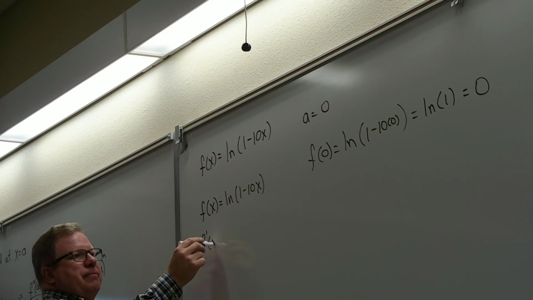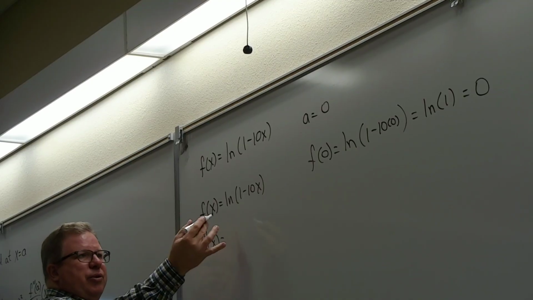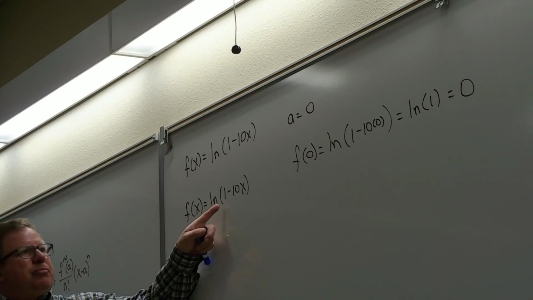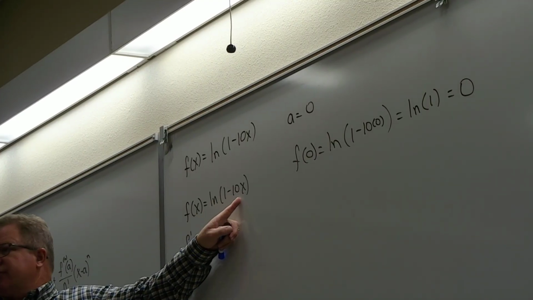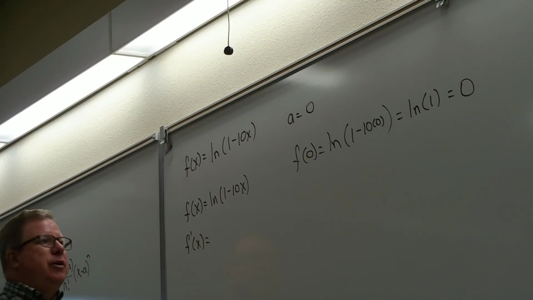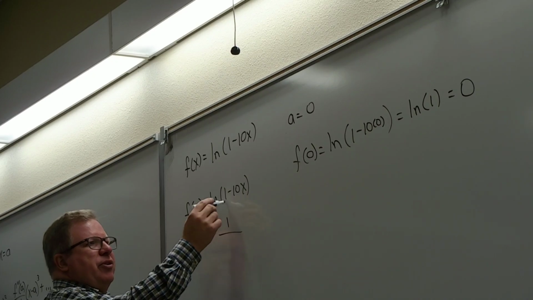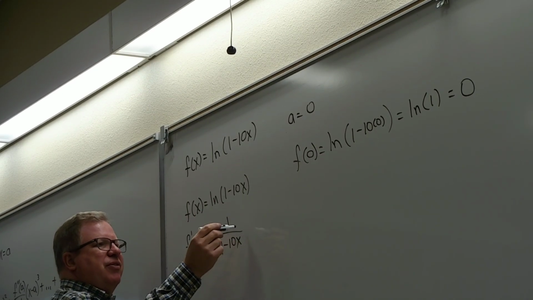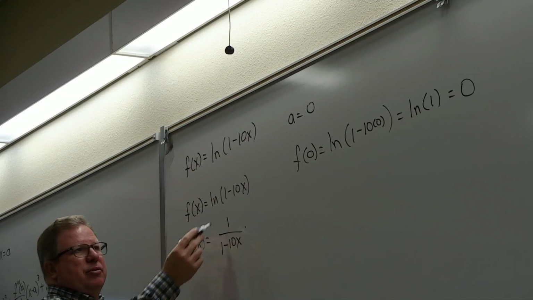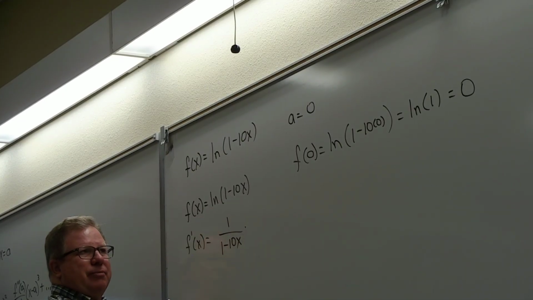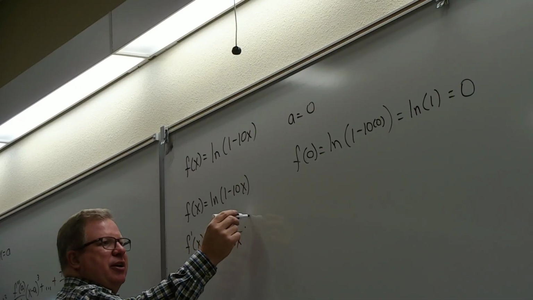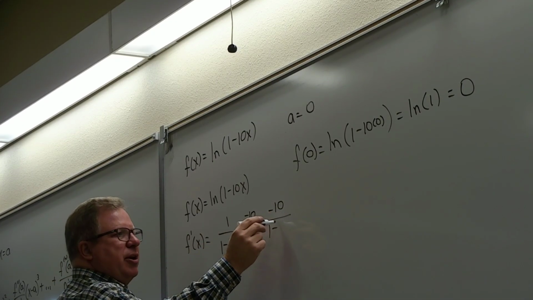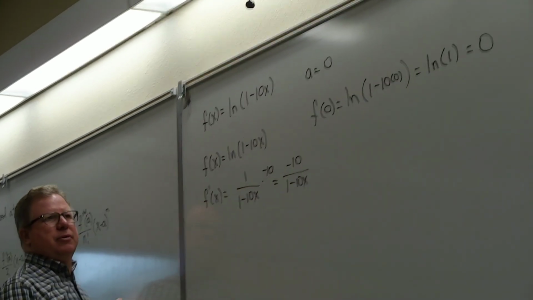First derivative. The derivative of natural log x is 1 over x, but we have more in here than just x, so we're going to have to apply the chain rule. It's going to be 1 over this argument times the derivative of that. The derivative of that inside will be negative 10. So this is negative 10 over 1 minus 10x.